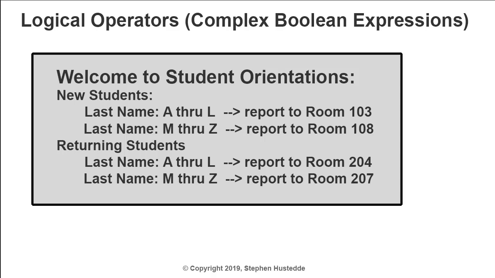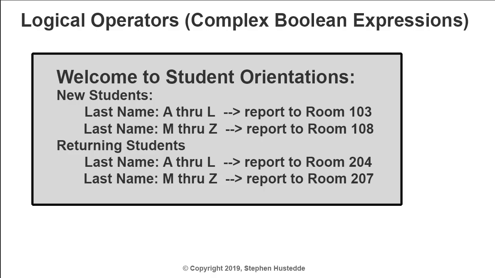Let's suppose we were holding student orientations on campus. And students were showing up, and we had a sign directing them that the new students, if their last name is A through L, should go to room 103, but if their last name is M through Z, they should go to room 108. But the returning students, A through L, should go to room 204, and if their last name starts with an M through Z, they should go to room 207.